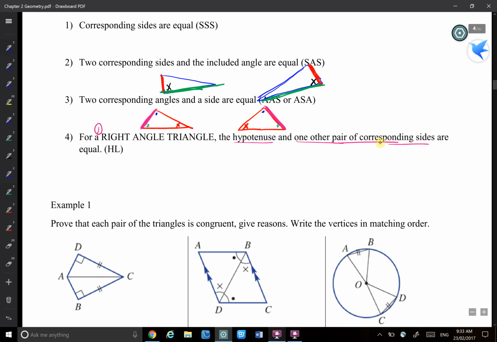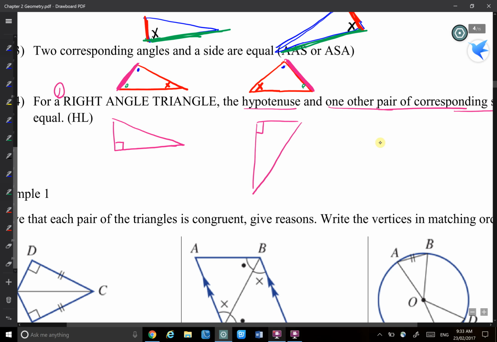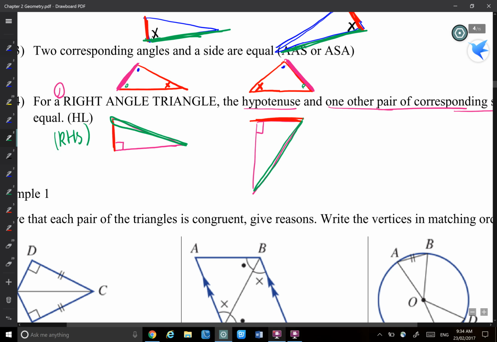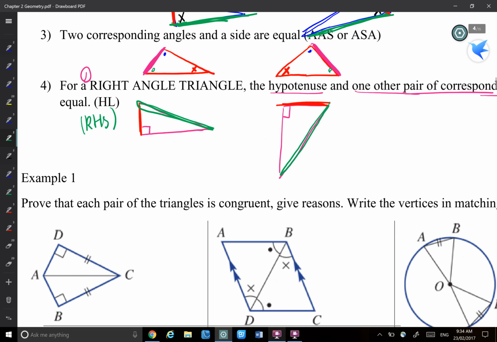RHS. Say we have a right angle triangle, and we have another right angle triangle. So that's 90 degrees, we all know that. If we know one side is equal, for example, that side is equal, and we know the hypotenuse, it must be the hypotenuse, is equal, then that's RHS. You can say that's RHS or HL, hypotenuse and length. RHS is the one you're learning. So that's for right angle triangles, one side and one hypotenuse.